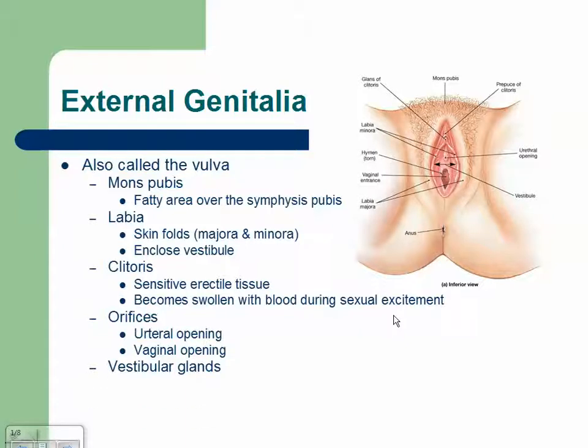And then we have vestibular glands, and they are going to be to the side of the vaginal exits. There's two of them, and they secrete mucus for lubrication, usually during sex.